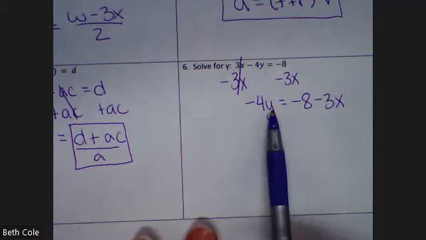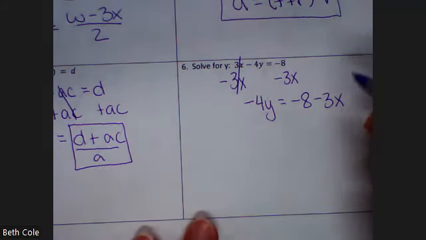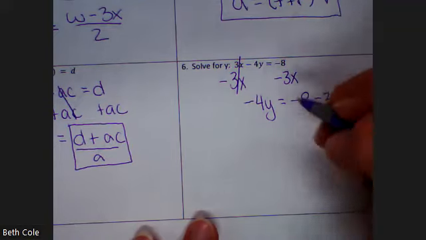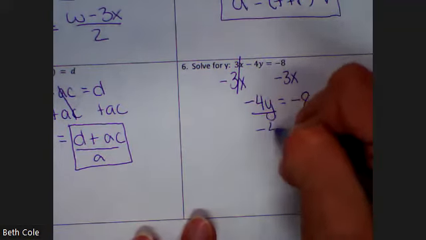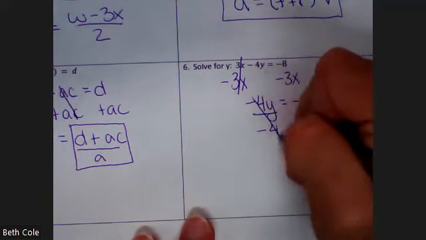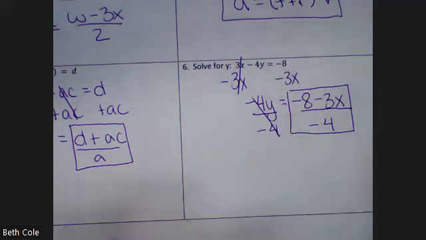Last step, you want y by itself? Divide by negative 4, good. And again, I'm comfortable with you stopping there. And if you want to recopy it, you totally can. I think there's only 2 on the back.